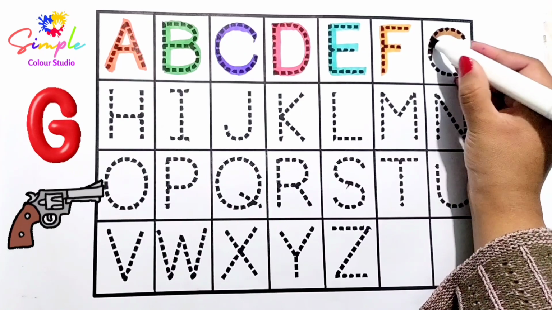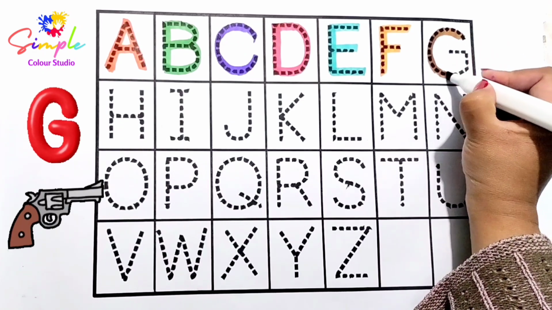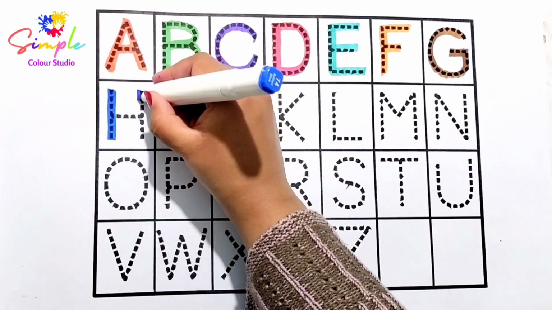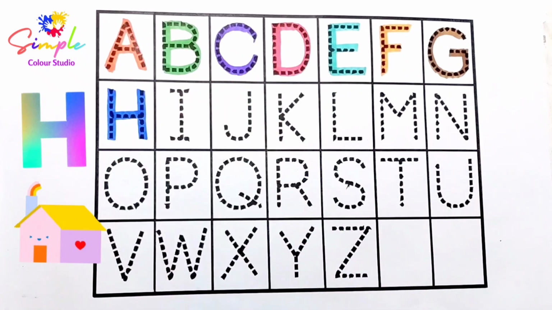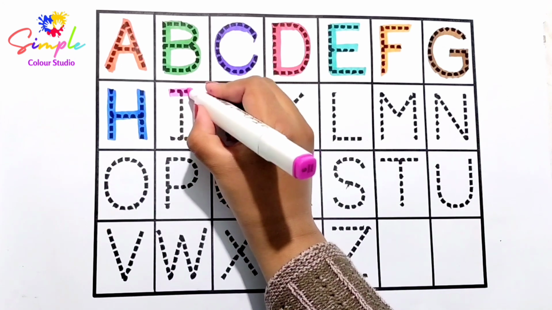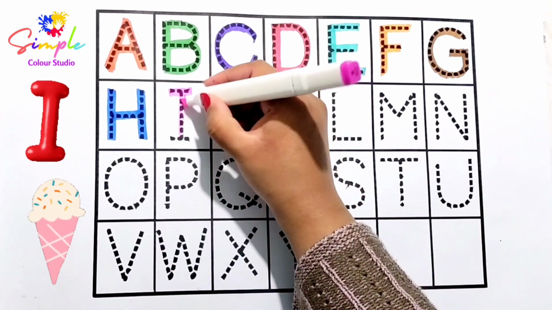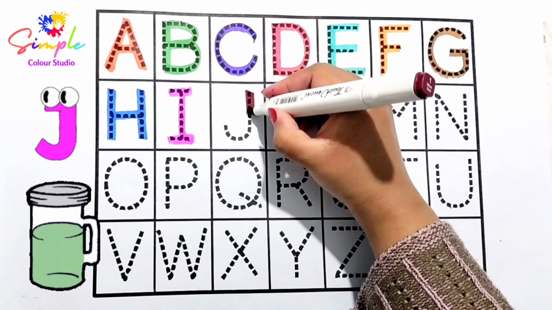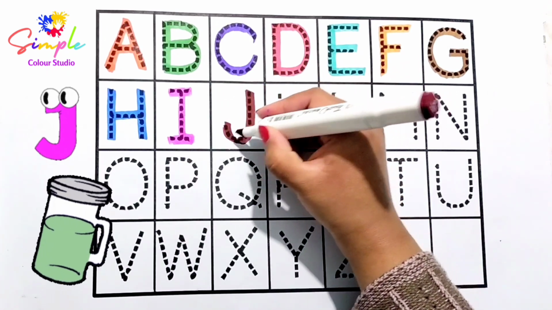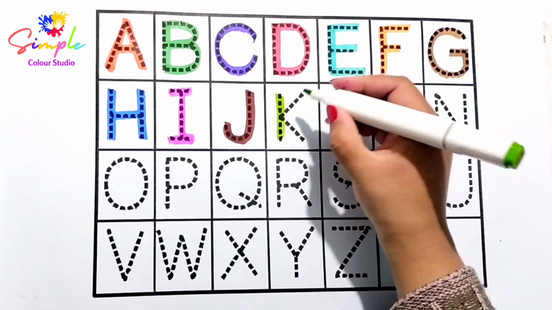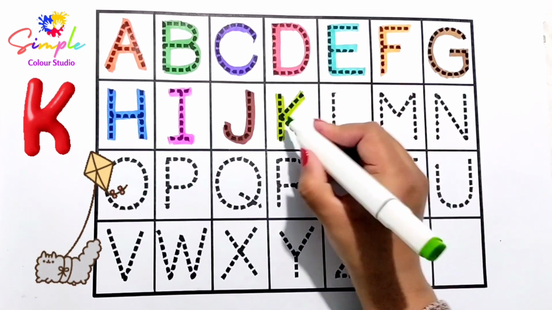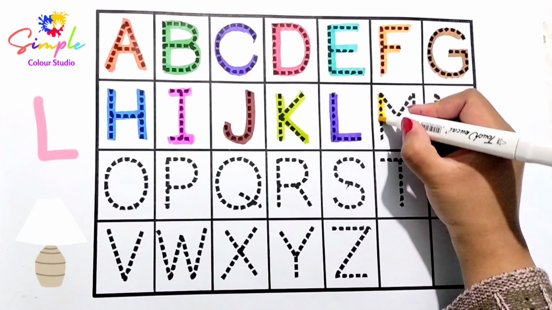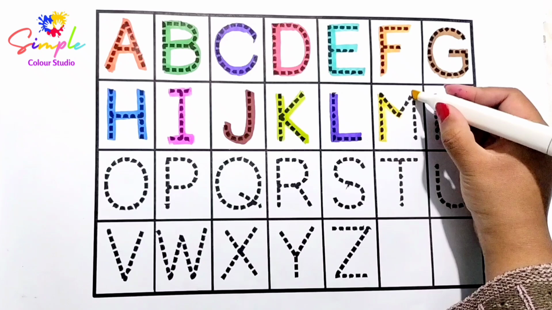G. G is for gun. H. H is for house. I is for ice cream. J for jug. K for kite. L for lamp. M for moon.